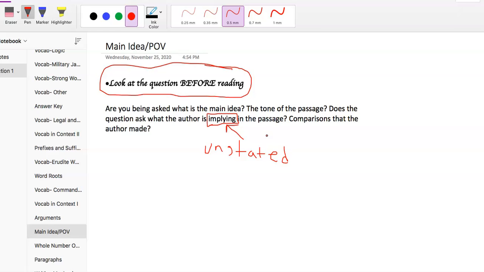And then finally, comparisons that the author has made, right? So if the question is about comparisons, you'd like to know that before you start reading. You can dive in when you notice a comparison, stop reading, and then look at the question and the answer choices. All right, so this is main idea and point of view. And if you follow these little rules, it'll help you out a lot.